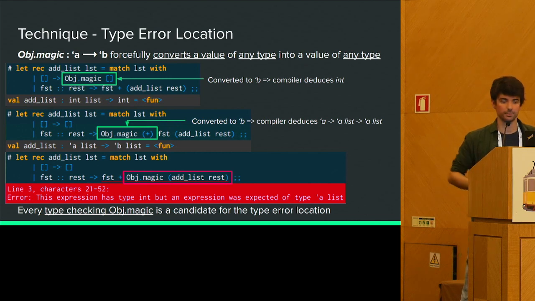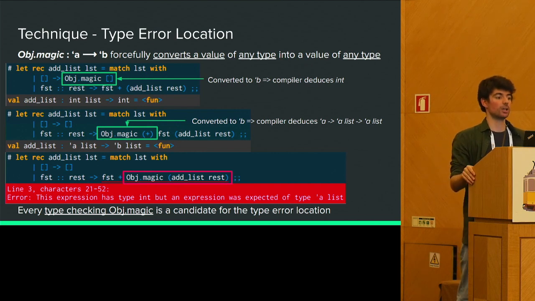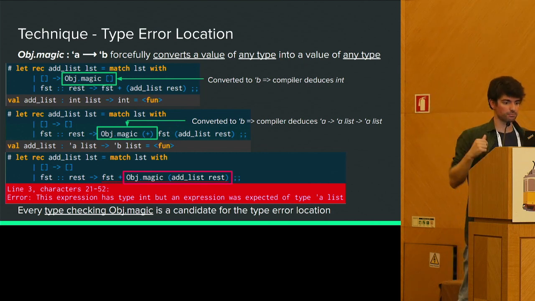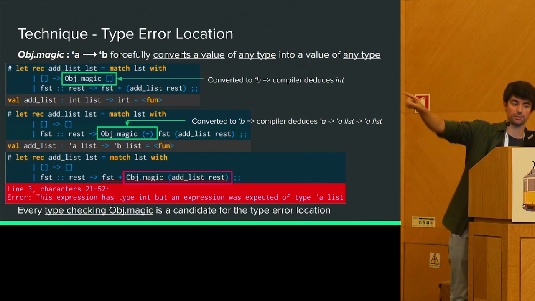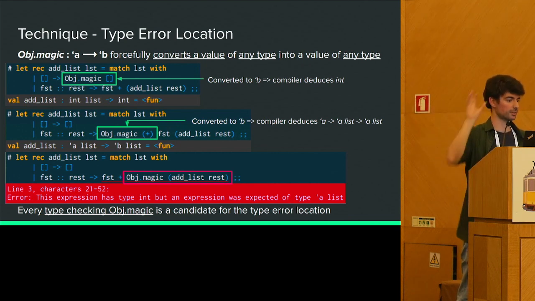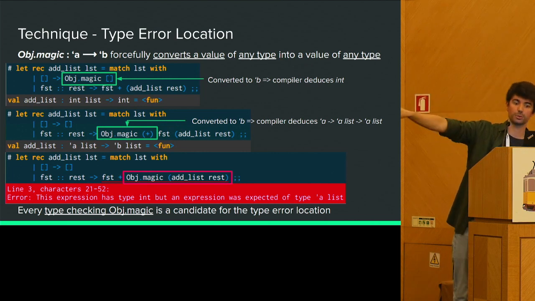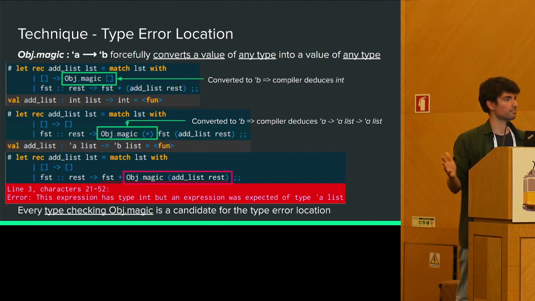If we recall the introductory example, there are places where we try to modify the code to fix the type error in the addList function. When we apply magic to the empty list, that first listing there, it gets converted to a polymorphic 'b, and the compiler deduces this to be int. On the other hand, we can also apply the magic function to the plus operator, and the compiler deduces this to be a function with type 'a to list of 'a to list of 'a. What is important to retain here is that every application of magic that makes the program type check is a candidate for type error location. In this example, the first two would be candidates because they type check, and the third one would not be a candidate because even though we apply magic, there's still a type error in the program, so we don't consider it to be a candidate to fix.